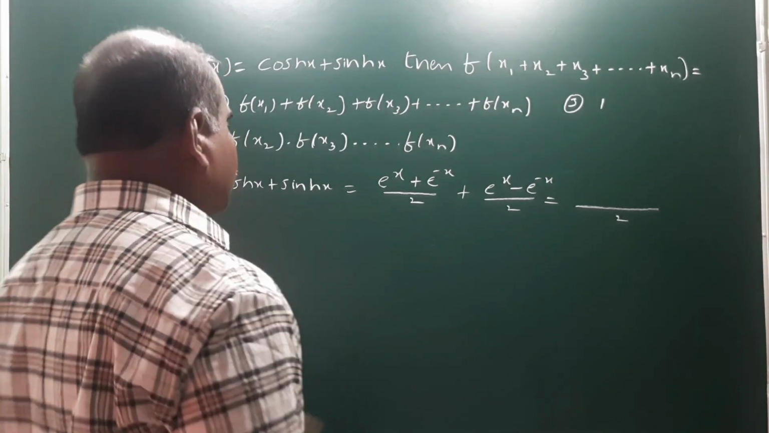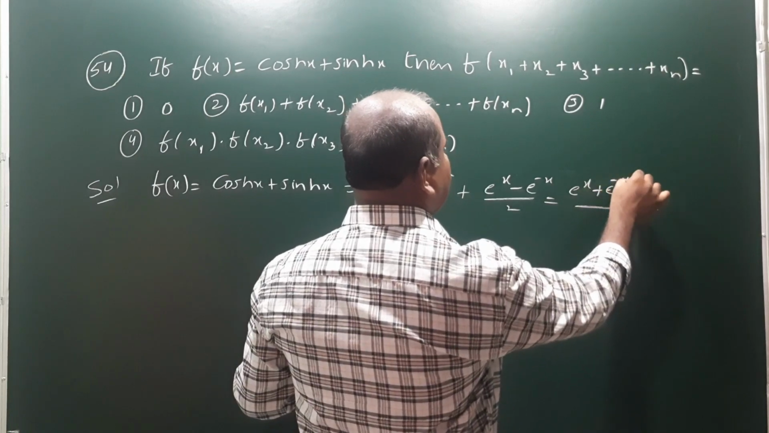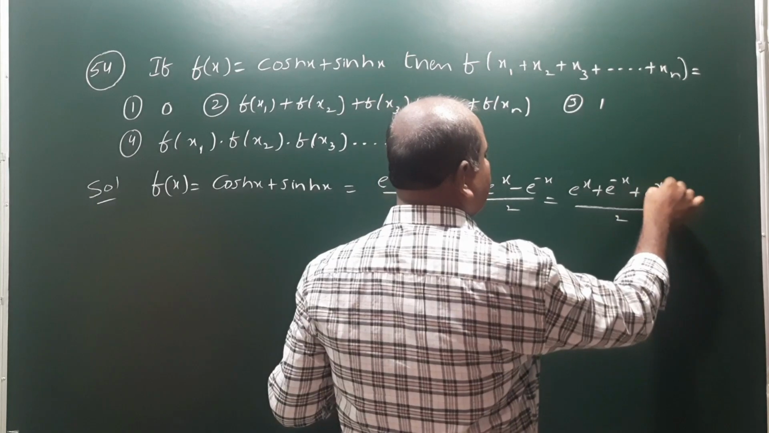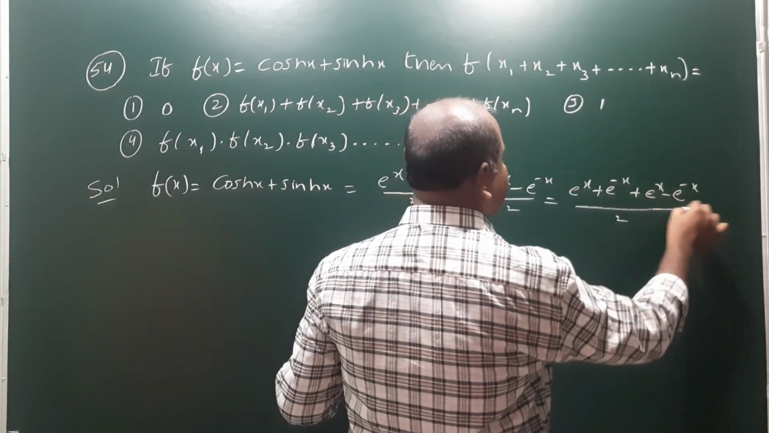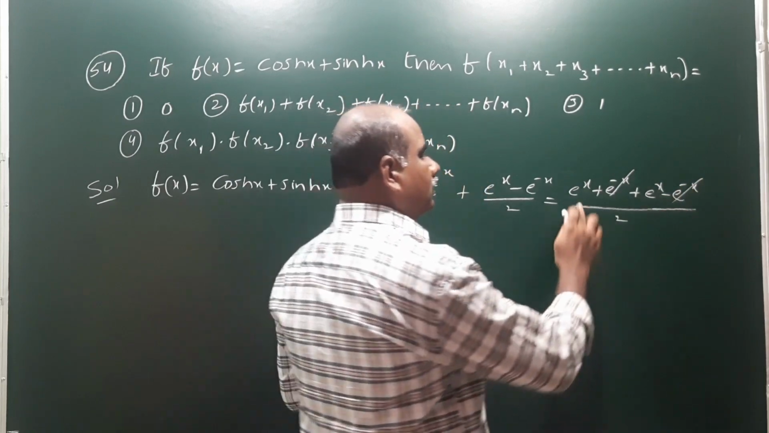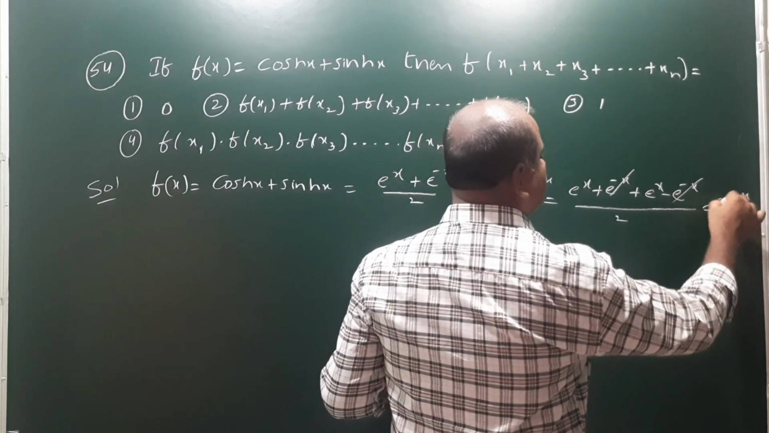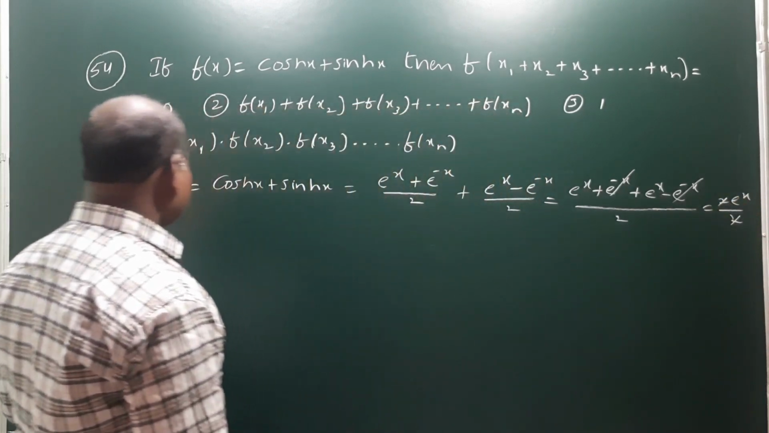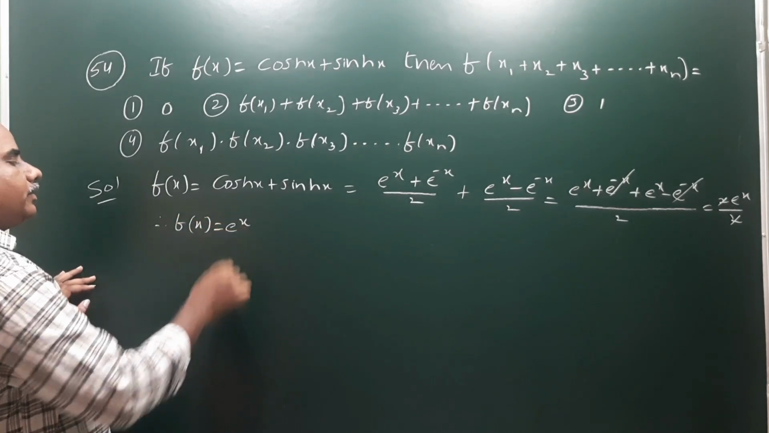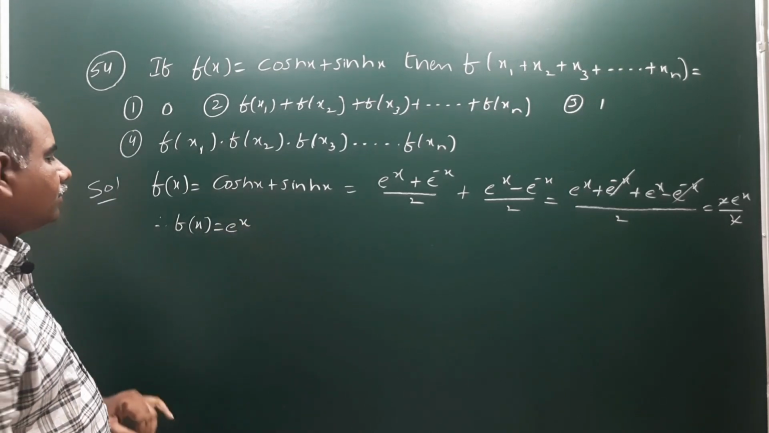Okay, take LCM. 2 is the LCM. e power x plus e power minus x plus e power x minus e power minus x. Plus e power minus x minus e power minus x are cancelled. 2 e power x by 2. So 2 cancelled. So finally we get f(x) is equal to e power x. We know that cosh x plus sinh x is always equal to e power x.